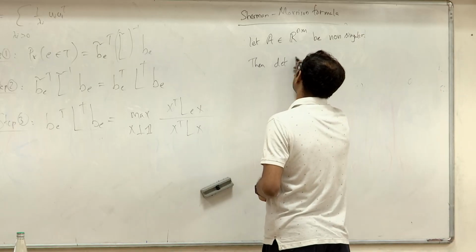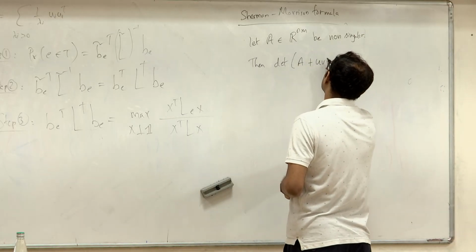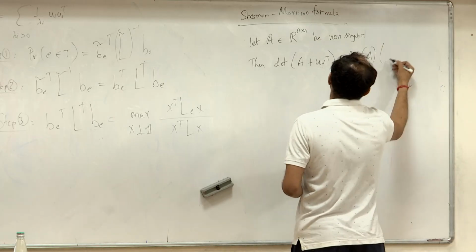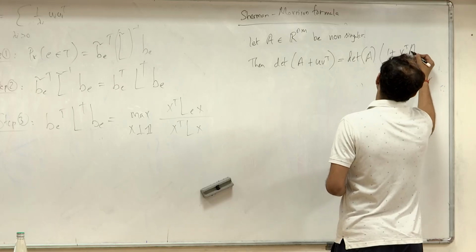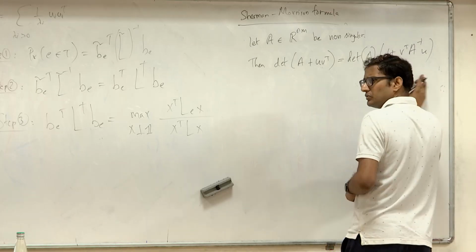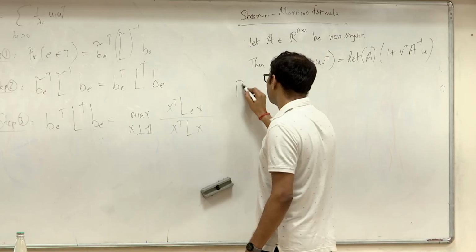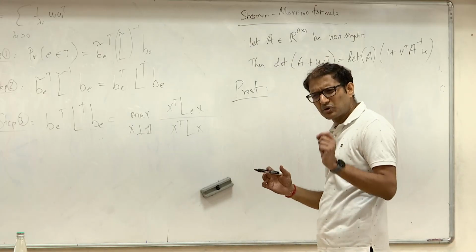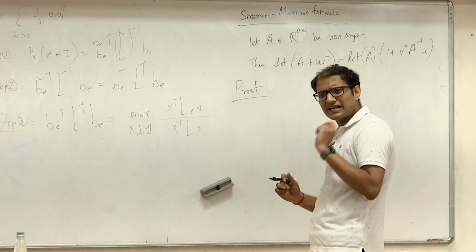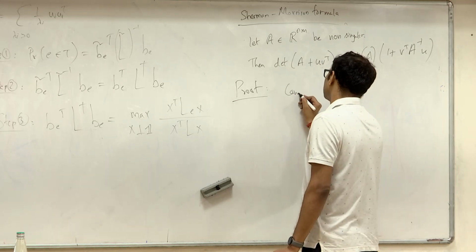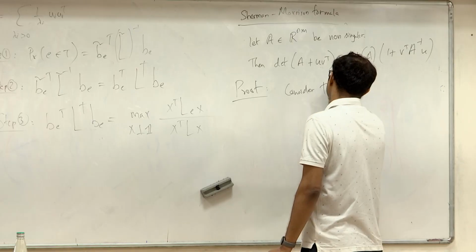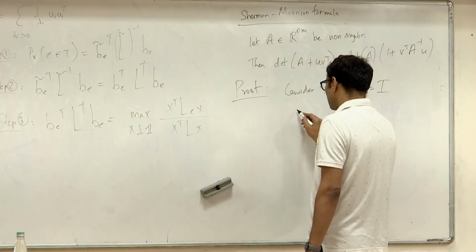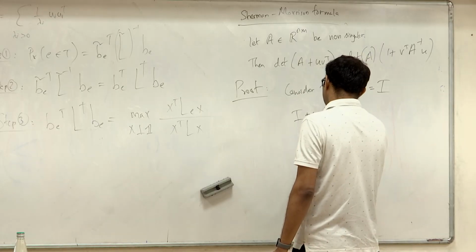Then the determinant of a rank 1 perturbation of A is exactly equal to the determinant of A times 1 plus V transpose A inverse U. That's the claim that we would like to show. In order to build some intuition towards this claim, it's good to understand what happens when A equals identity. So consider the case that A equals the identity matrix. What do you have? You are looking at identity plus UV transpose.